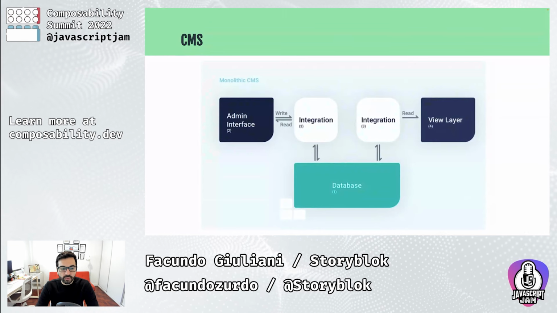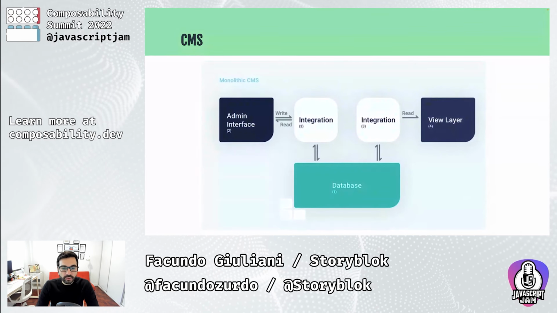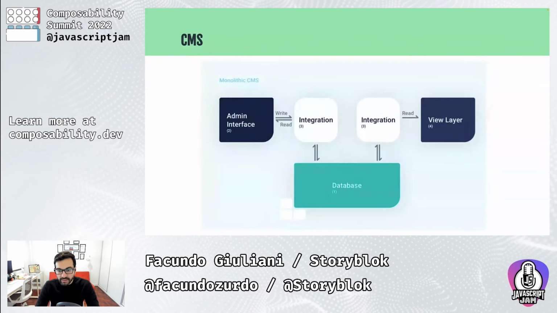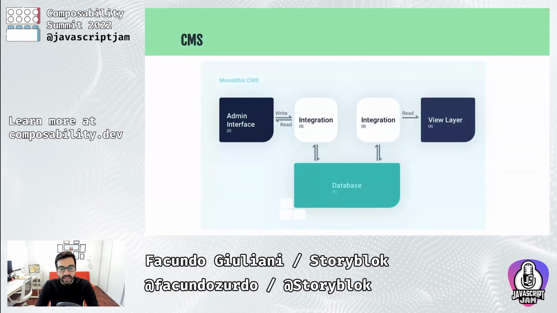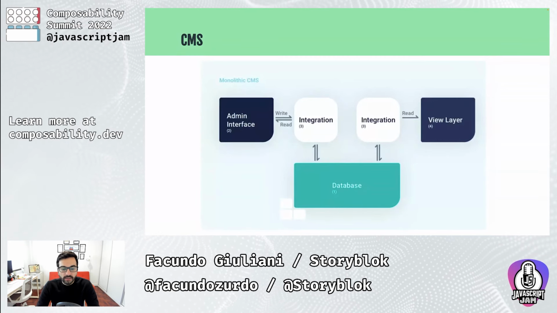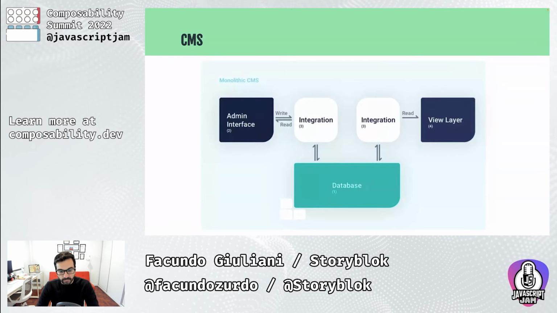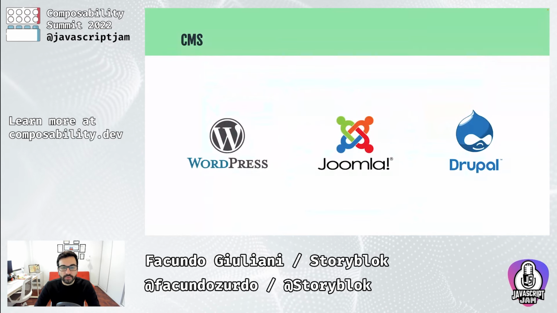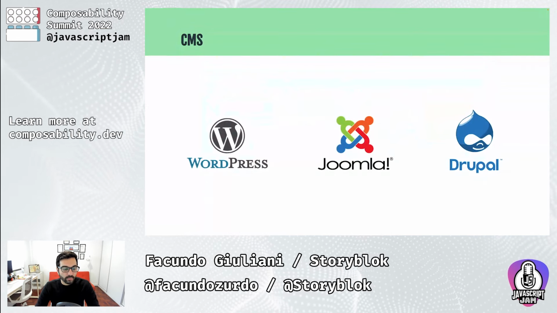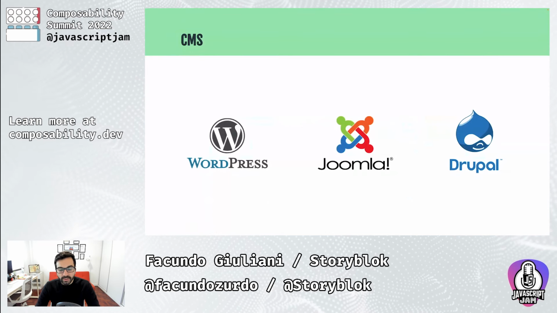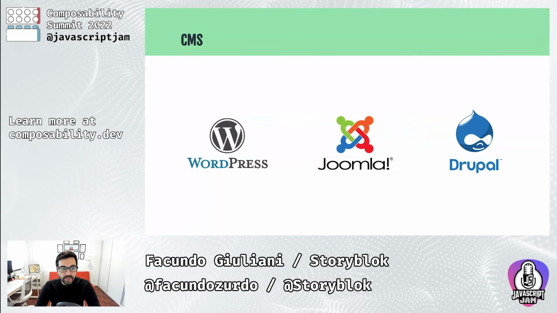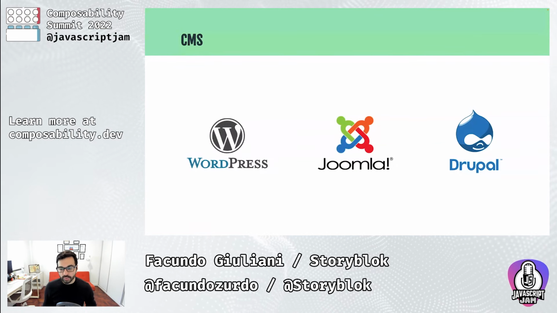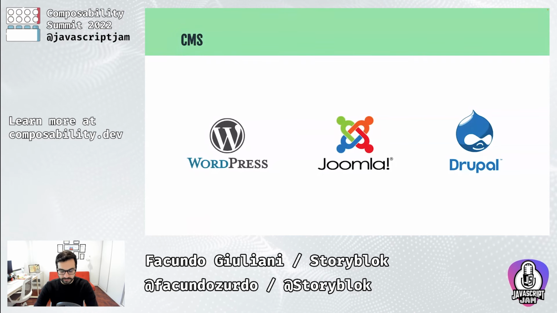The content that the users create through this admin interface will be stored in a database, and this database will have an integration with both the admin interface to create the content and also another integration with a particular view layer. This view layer, or presentation layer, will be the one that exposes the content that the users are creating using a particular technology or framework. The complete platform that is offered, this CMS, probably you know some of them because these products are well known, like WordPress, Joomla, or Drupal. They are what we call traditional or monolithic CMSs because they offer the complete platform to create the content and to expose it.